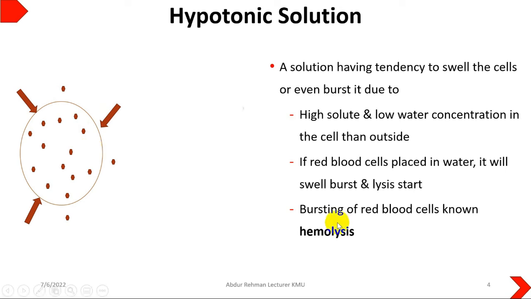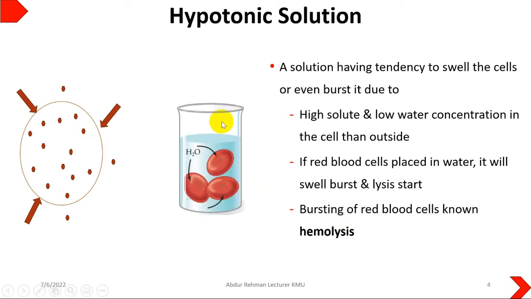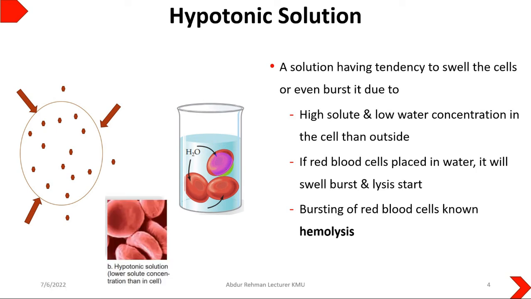If you put red blood cells in deionized water, the concentration of solute inside the cell will be higher, while outside the cell there will be no solute. So all the water will move inside the cell and it will swell up and ultimately lyse, which we call hemolysis in the case of red blood cells.